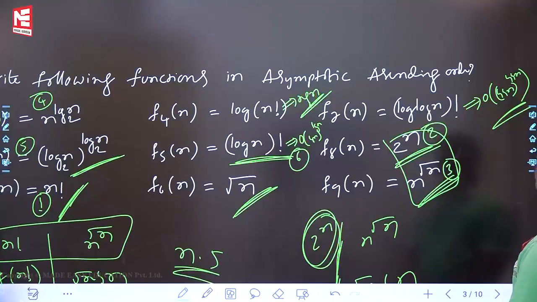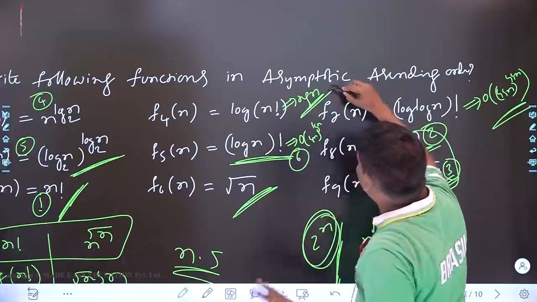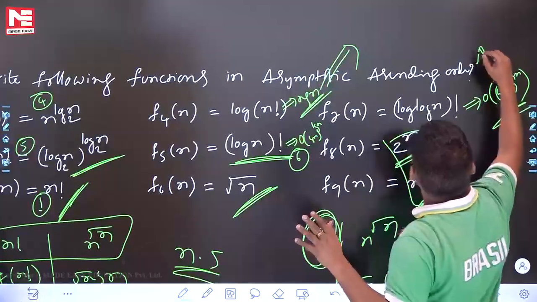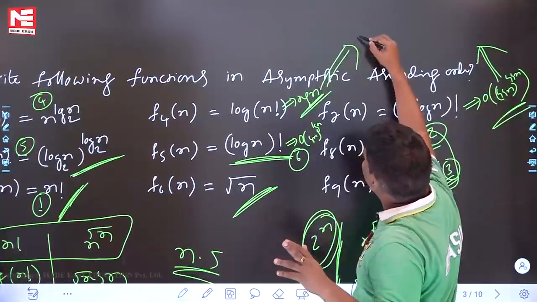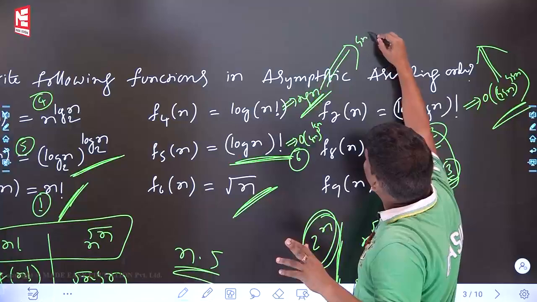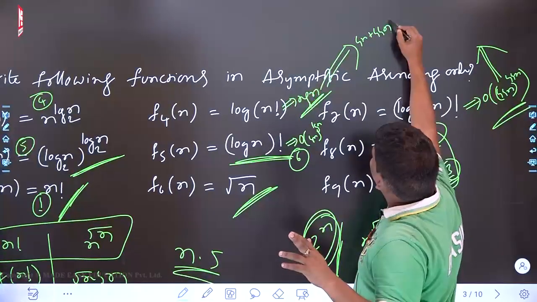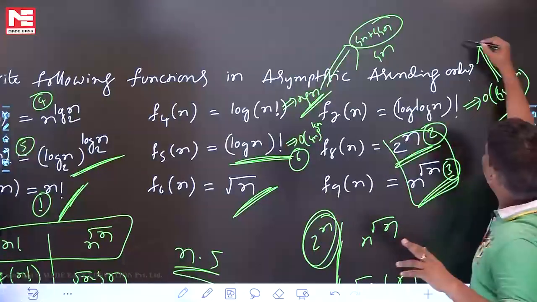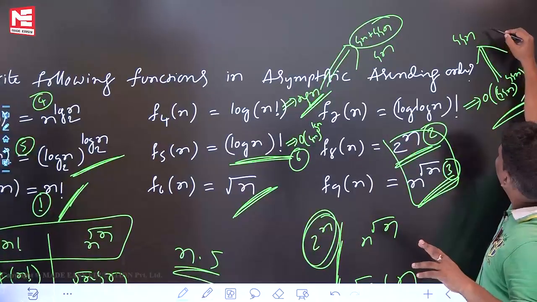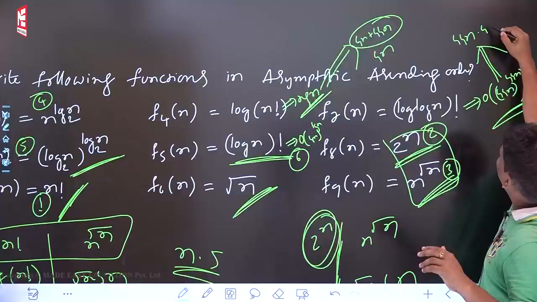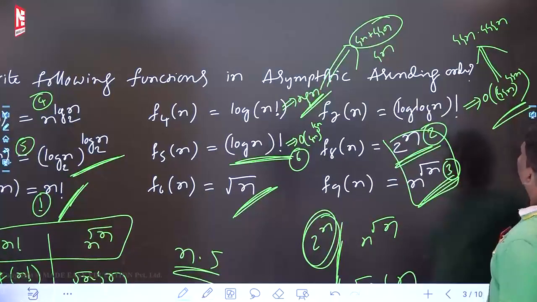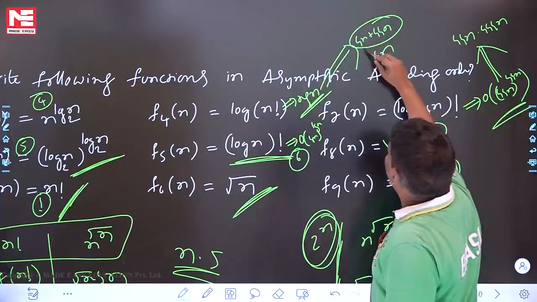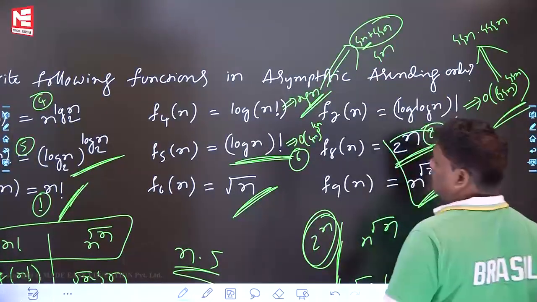If you have even a little doubt, apply log on both. If you apply log here, what is the answer? Log n plus log n, which means log n. What about if you apply log here? Log n into log n. I think this is bigger.